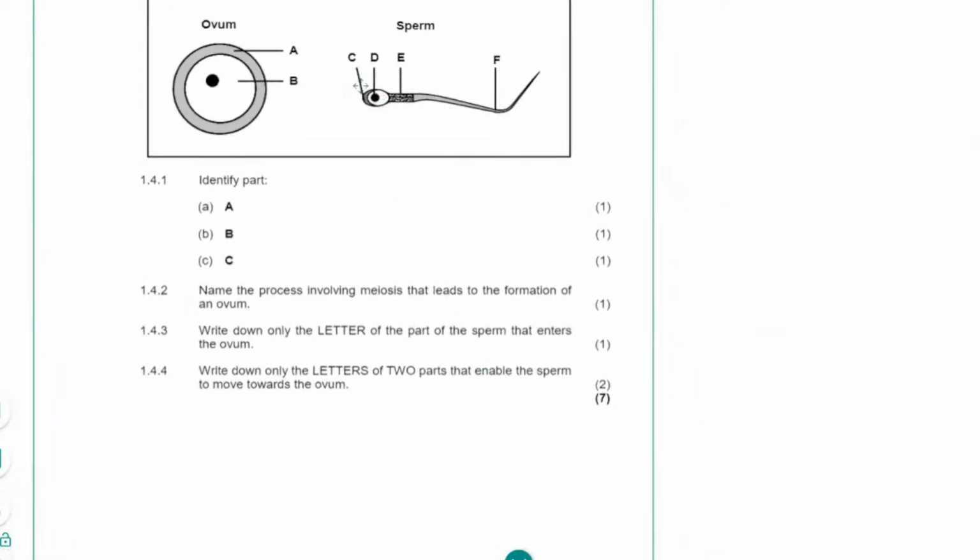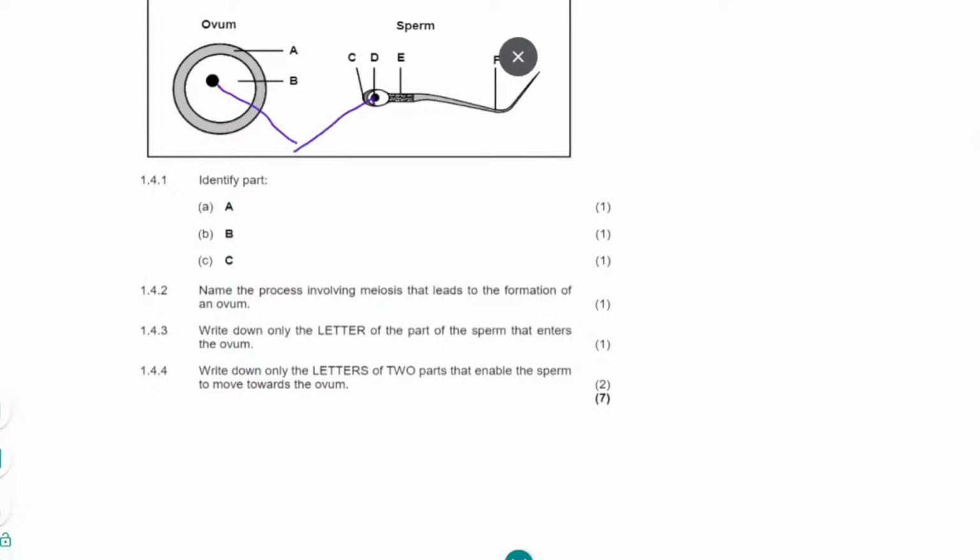In this head, remember, C is the acrosome. It contains enzymes which digest the membrane of the ovum so that the sperm can enter. So that part C has been used. When it fuses with the membrane of the ovum, the sperm releases its nucleus. The nucleus of the sperm fuses with the nucleus of the ovum, and then you form a nucleus with two kinds of genetic material, which is a zygote. So part D is the answer. That's the only part which enters the ovum.